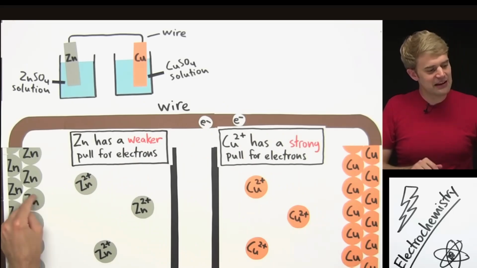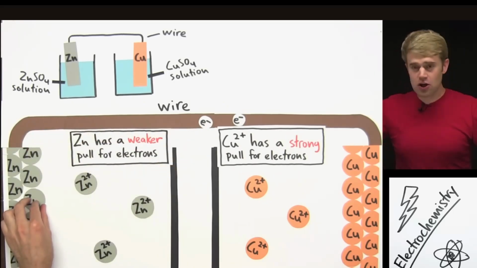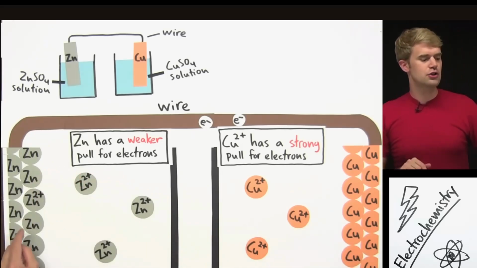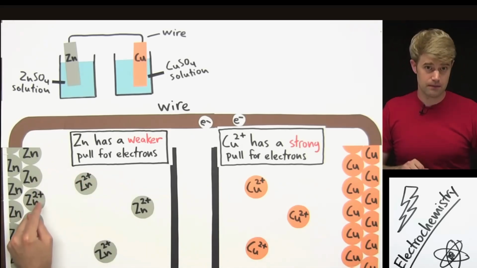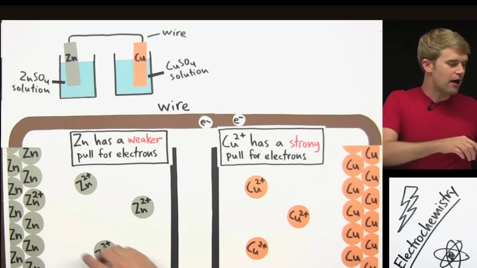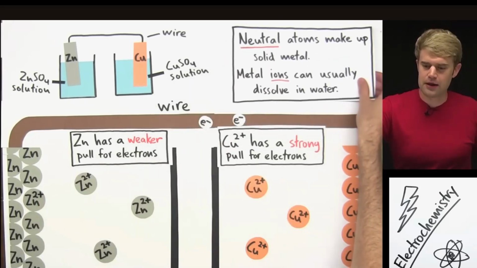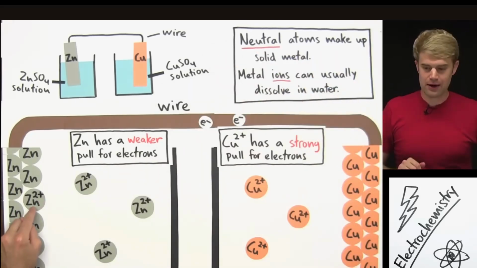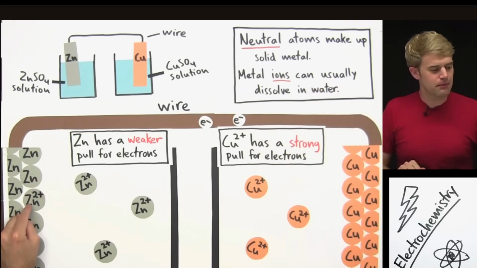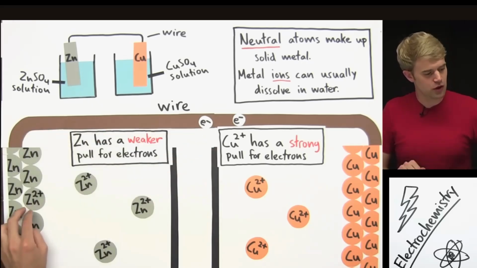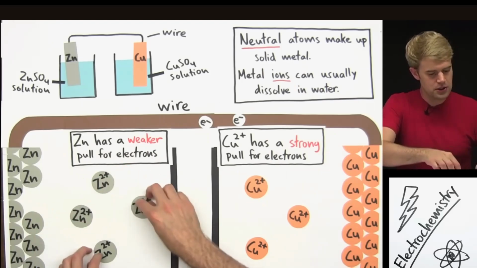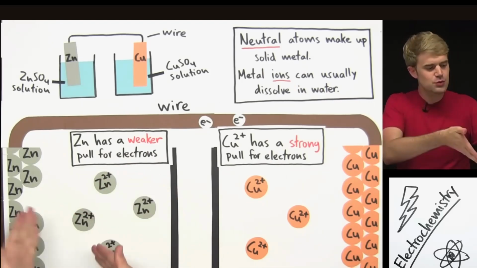Now, when zinc gives away those 2 electrons, it causes its charge to change. It's lost 2 electrons, so it gets a positive charge, and it becomes Zn2+. Changing from neutral zinc to zinc 2+ has a big effect on this atom, because neutral atoms make up solid metal, but metal ions usually dissolve in water. So after this zinc atom turns into Zn2+, it's no longer part of the solid metal, and it floats off and dissolves into the solution. That's what happens to the zinc.